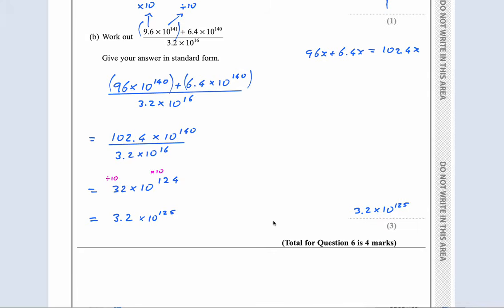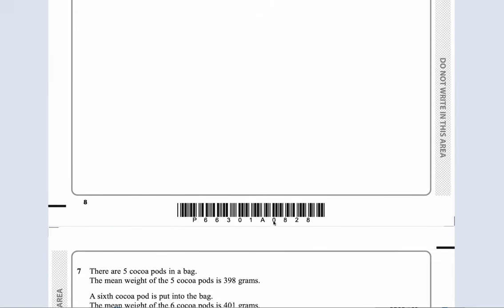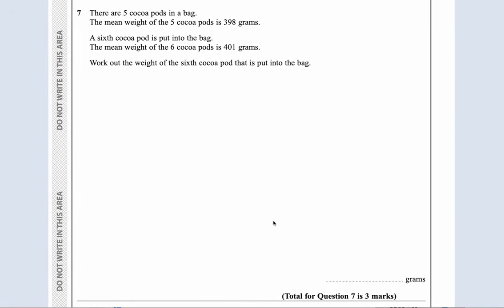Okay. Question 7. There are 5 cocoapods in a bag. The mean weight of the 5 cocoapods is this. A 6th cocoapod is put into the bag. The mean weight of the 6 cocoapods is that. Work out the weight of the 6th cocoapod that is put in the bag. Okay, these questions are always confusing, guys.